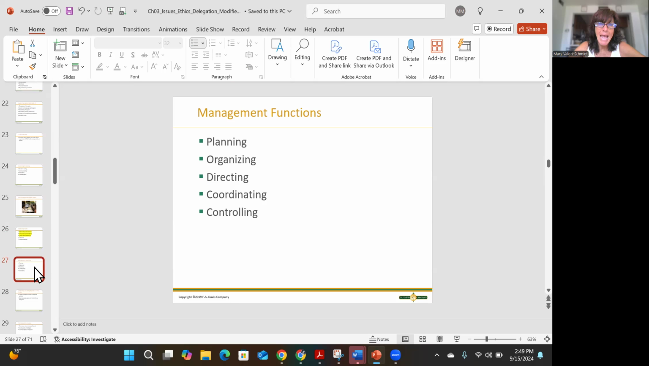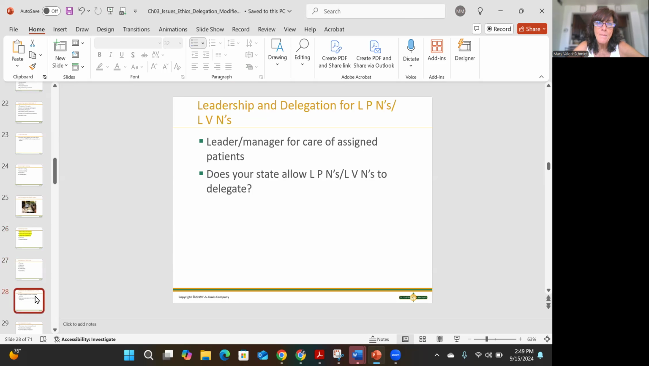And what are the functions of management? You have to plan, organize, direct, coordinate, and control to a degree what your team is doing. Delegation and leadership for LPNs. So leader manager for care of assigned patients. So you are the leader of taking care of the patients that have been assigned to you. Then you usually will have CNAs, right, to help you. Our state does allow LPNs and LVNs to delegate, but it all has to be done under the supervision of the RN.